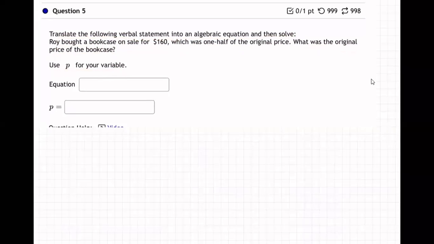Okay. So what we always want to do whenever we come into these kinds of word problems is get a formula first for both of the things they're talking about. What are the two things? The sale price and the original price. So the sale price is just $160, directly $160. It says it right there.